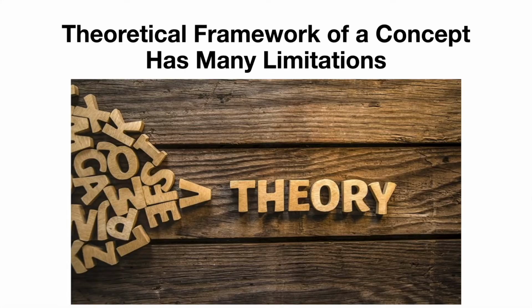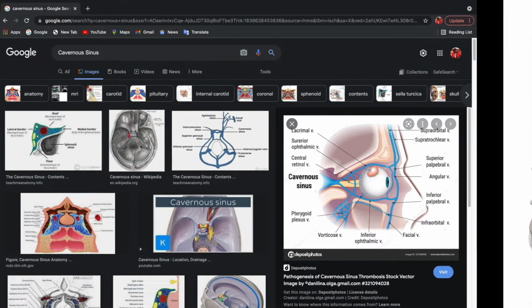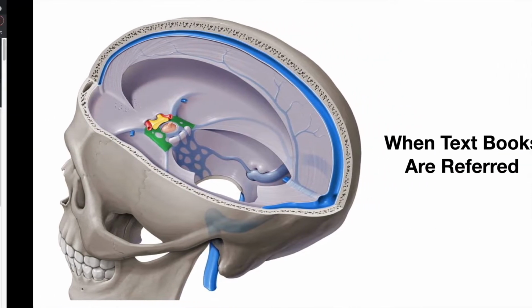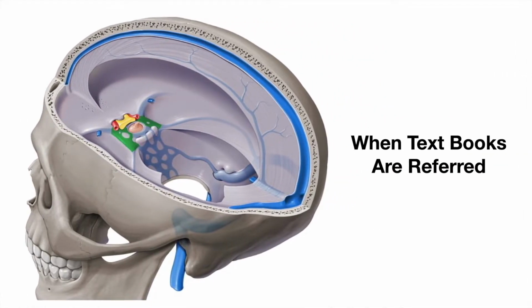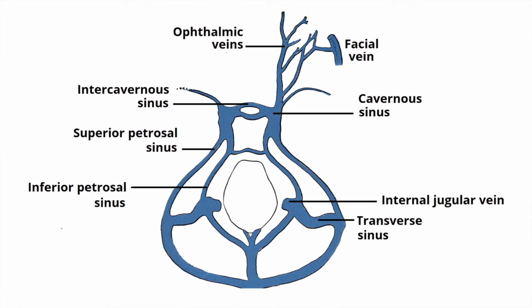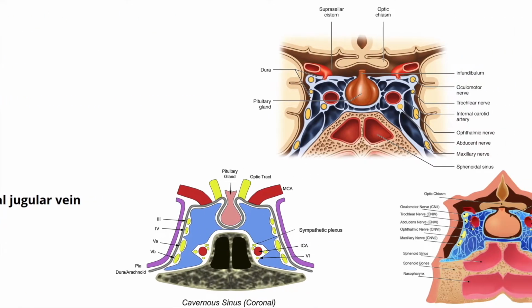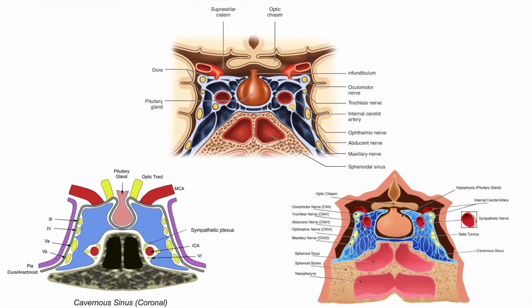The theoretical framework of an anatomical concept has many limitations, even if represented as figures or illustrations. For example, when we search for the cavernous sinus in the Google search engine, we get a lot of different images of the same structure. Even when standard textbooks are referred to, the same coronal section view of the cavernous sinus is represented differently in different textbooks, creating a cognitive distortion among ophthalmic neophytes.